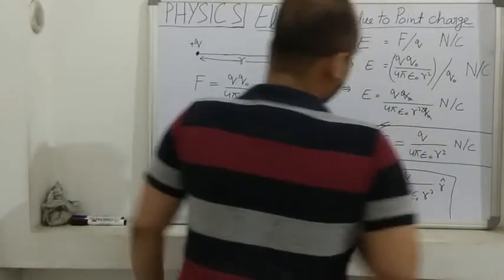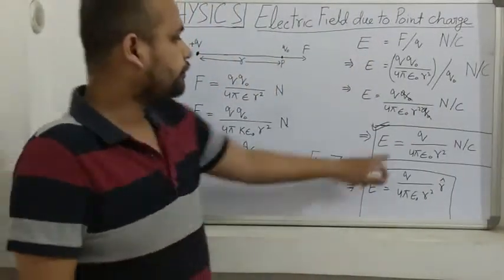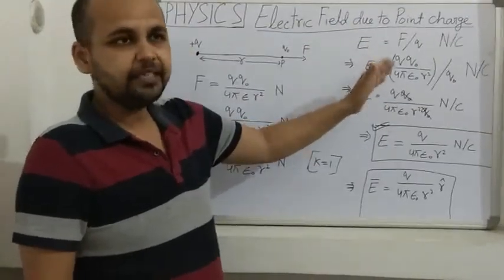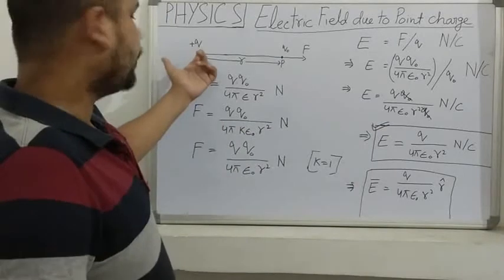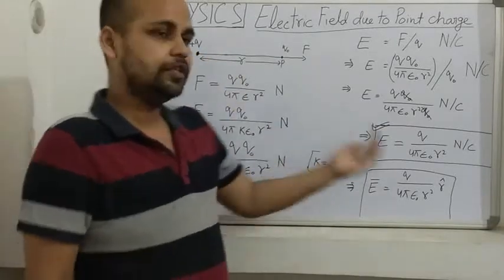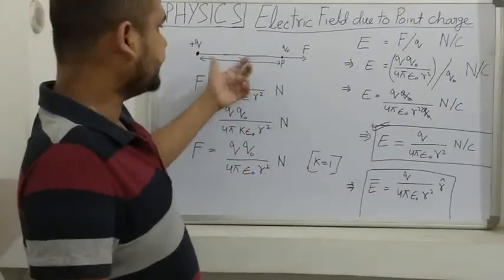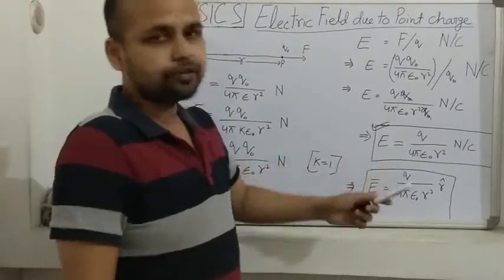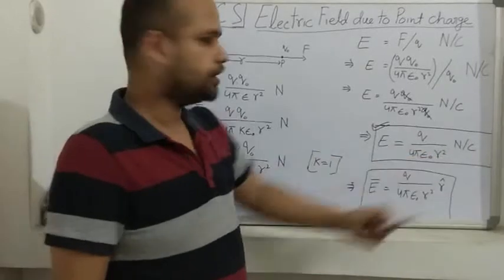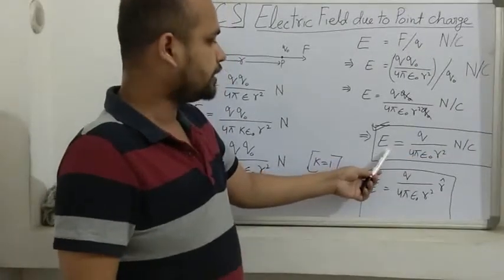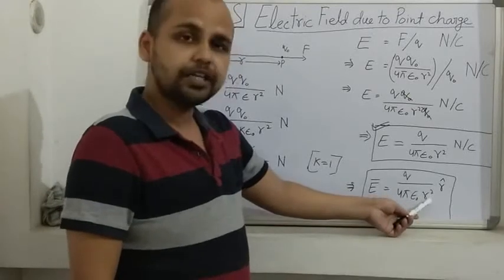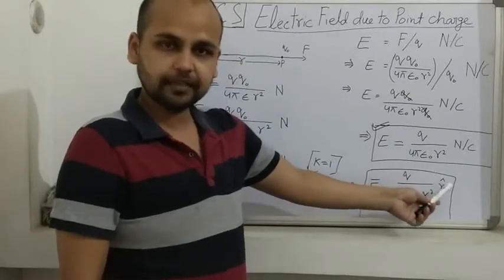This is the formula to find the electric field at any arbitrary point P due to a point charge Q located at a distance r. Is that clear? So this is the formula to find the electric field due to a point charge. In vector form, this electric field can be written as E is equal to Q upon 4 pi epsilon naught r square r cap. Is that clear?